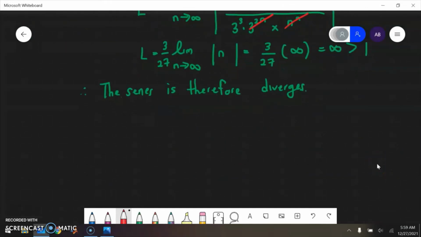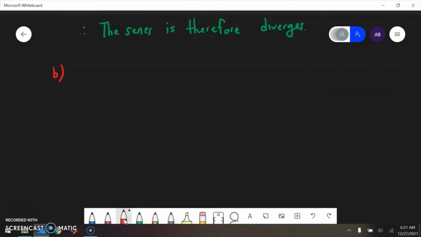Okay, so example B. What about maybe something different? Let me just think what example I can give. Okay, the next example will be the sum from n equals 0 to infinity of n over 3n plus 1, all to the power of n. Like I said, it's easier to use the root test because we have a power of n here. So let's write it down.